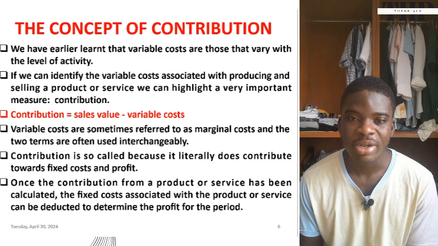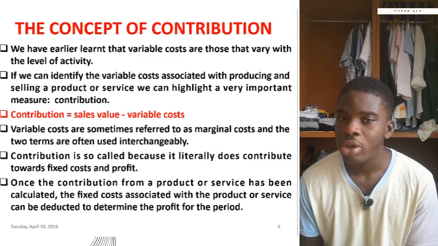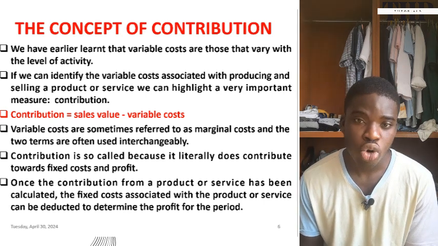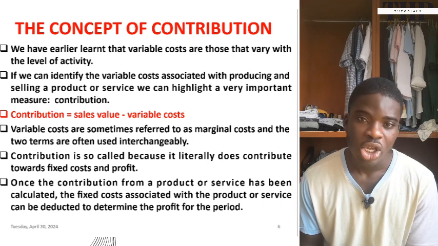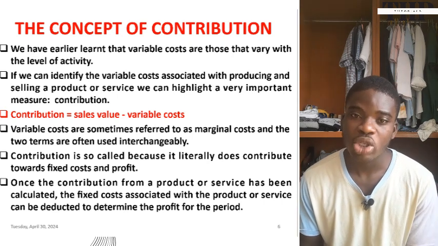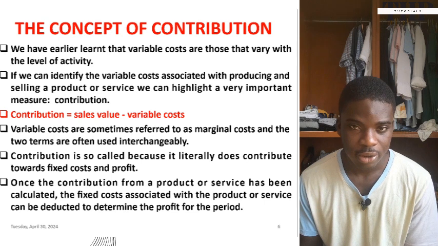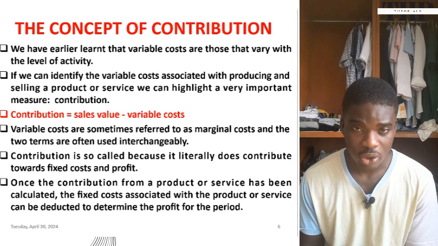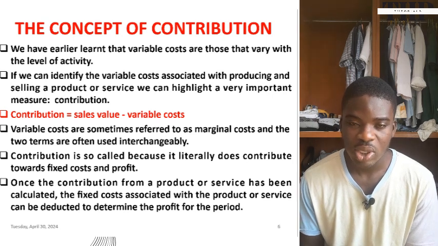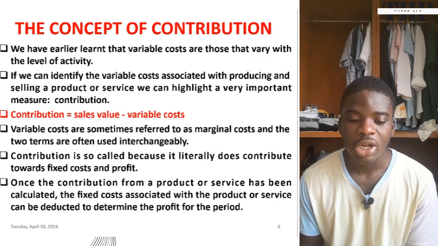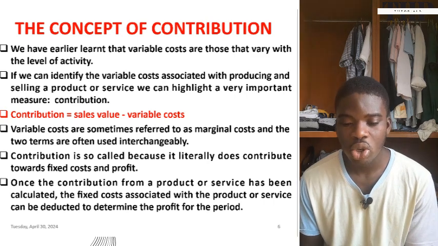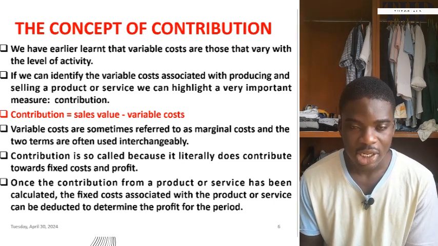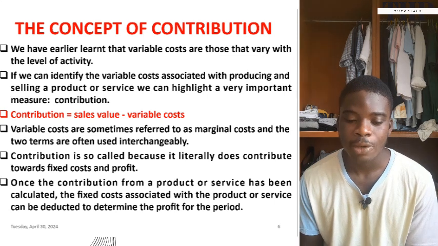Now, if you have made sales beyond your break-even point, that would mean that if we subtract the variable cost from that sales value, you'll be left with portions of your fixed cost and your profits. Variable costs are sometimes referred to as marginal costs, and the two terms are often used interchangeably. We've mentioned this before. The contribution is so called because it literally does contribute towards fixed costs and profits. That's the point I was getting to earlier.